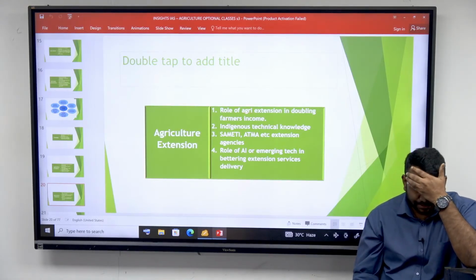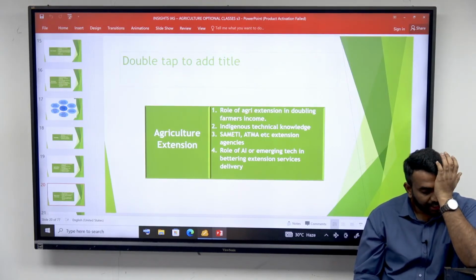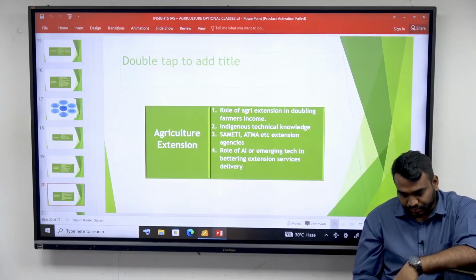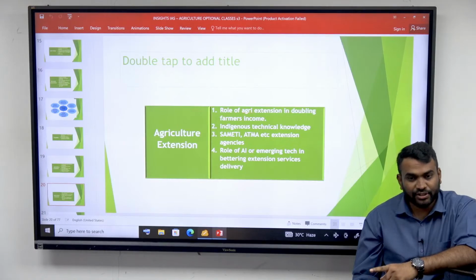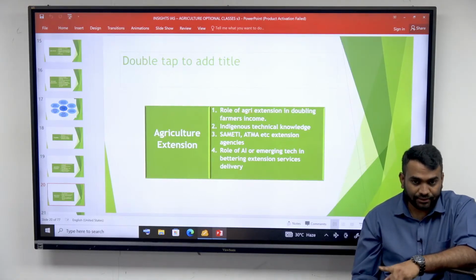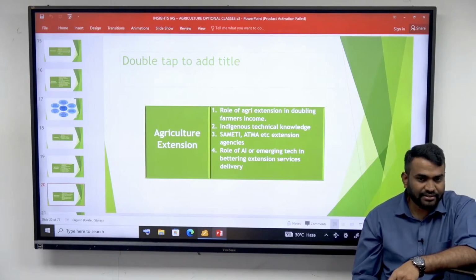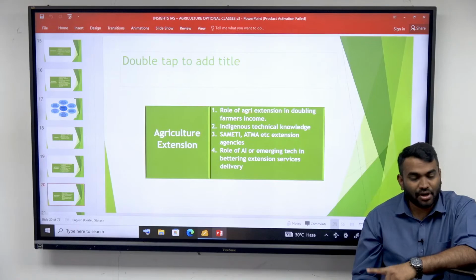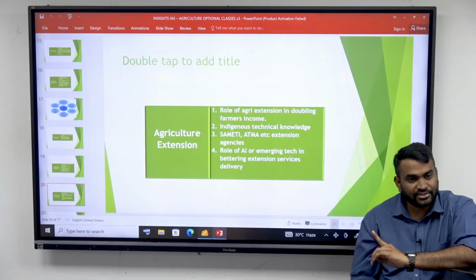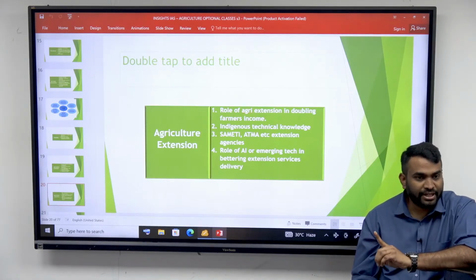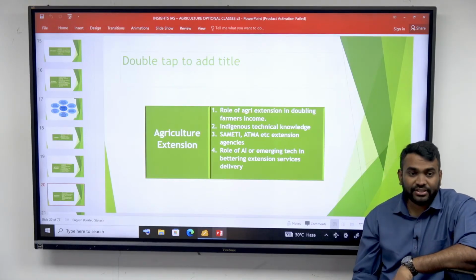See, why I am telling you this particular aspect is that our extension machinery present in India was created during the Green Revolution time. After the Green Revolution, neither the extension mechanisms nor the evaluation of extension programs have been updated. Now there is a high demand that these things should be according to modern lines of agriculture. So that's why the role of agriculture extension in doubling farmers' income would very much be a potential question, right?